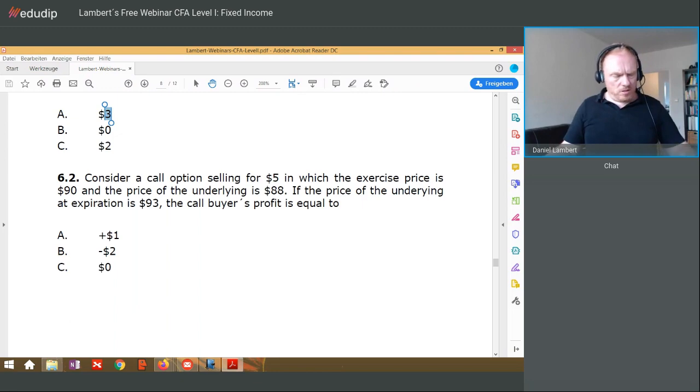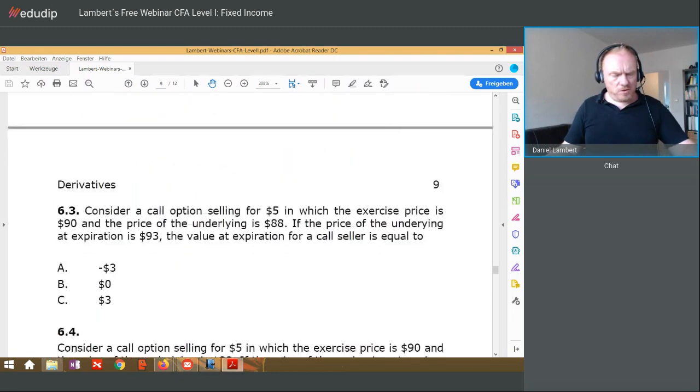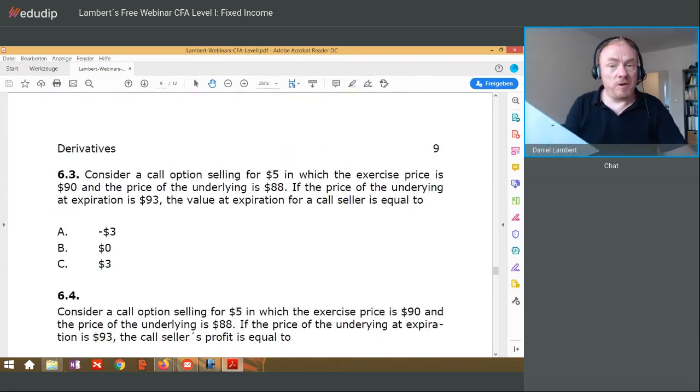So, let's go further. Consider a call option selling for $5. It seems to be the same question again, in which the exercise price is 90 and the price of the underlying is 88. If the price is 93, what is the value at expiration for a call seller?